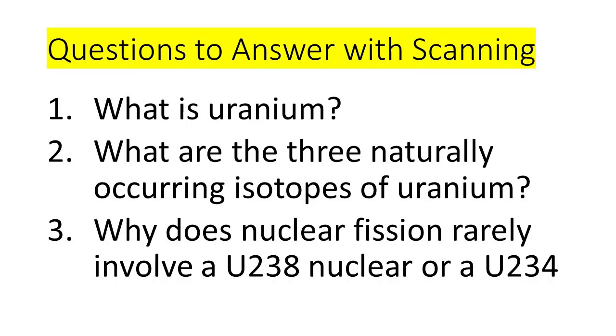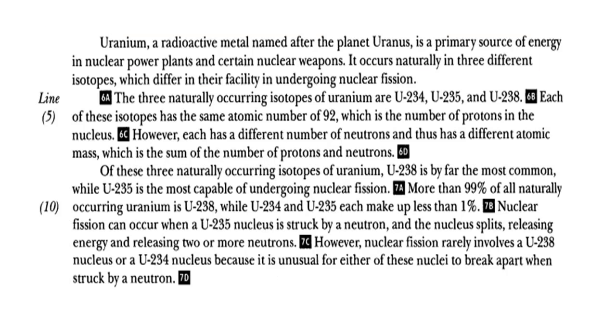We can find it almost at the end of the paragraph: nuclear fission rarely involves. Of course there is the word because here. So everyone, you can also use this clue when there is the word because, since, or for. They talk about the reason. So the reason is it is unusual for either of these nuclei to break apart when struck by a neutron. Okay, done with all of the questions. Go to the next text.